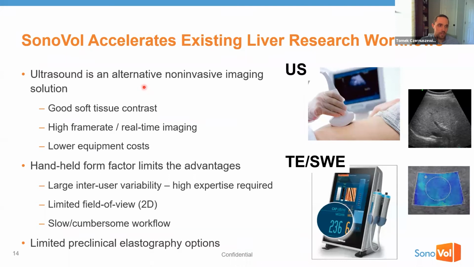Ultrasound is an interesting alternative to MRI. It also has good soft tissue contrast, perhaps poorer image quality than an MRI, but better contrast measurements than something like X-ray, for example. It actually has a very high frame rate. So the potential for ultrasound to collect data really fast doesn't have a comparison. Ultrasound can easily capture hundreds of frames per second, which is not something you can do with other types of modalities. And the equipment costs are relatively low when comparing to a $1 million MRI magnet.